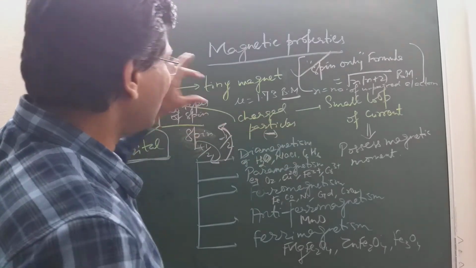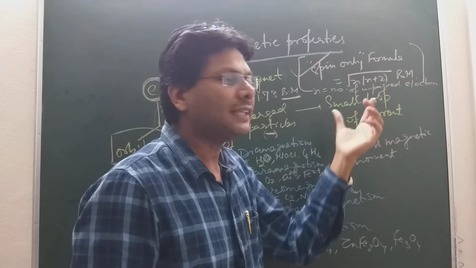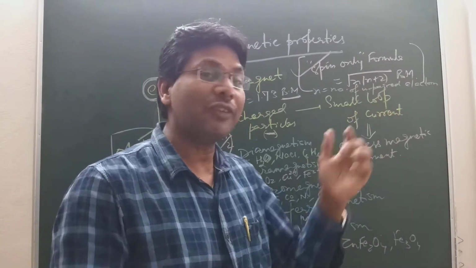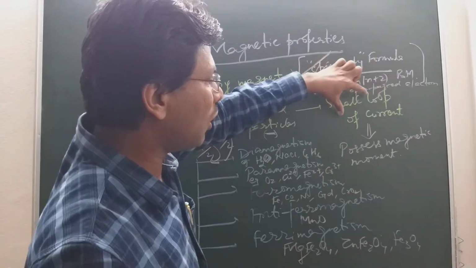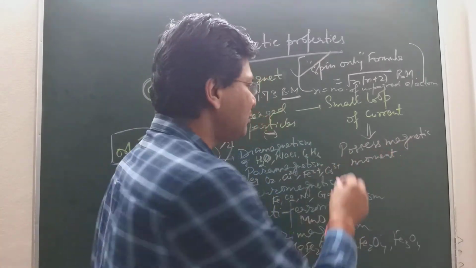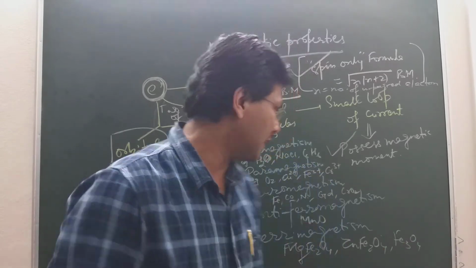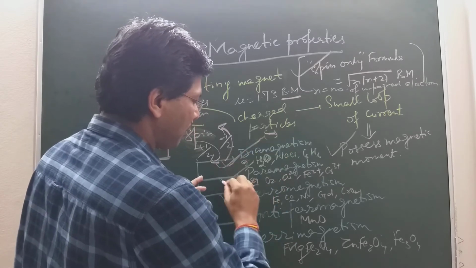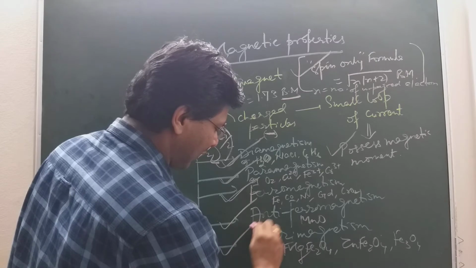Now this electron is a charged particle which behaves like a small loop of current. As you know from the theory of electromagnetism, where there is current, there is magnetism, and where there is magnetism, there is current. So the electron behaves as a small loop of current, which has a magnetic moment. On the basis of magnetic properties, substances are classified into 5 types: diamagnetism, paramagnetism, ferromagnetism, antiferromagnetism, and ferrimagnetism.